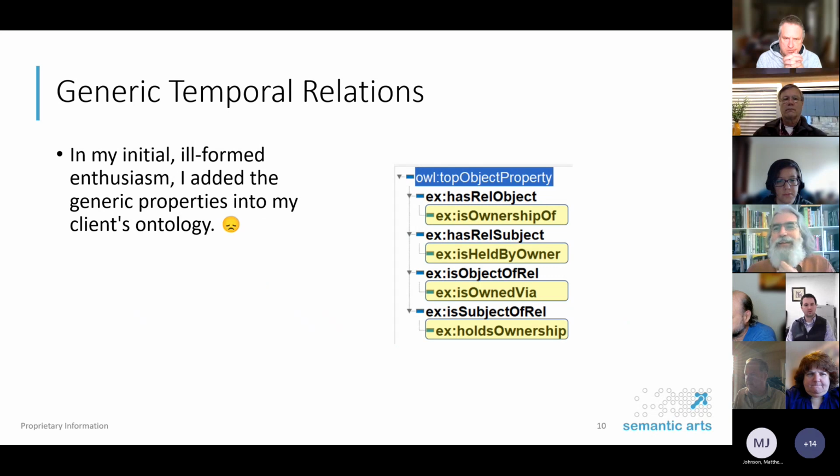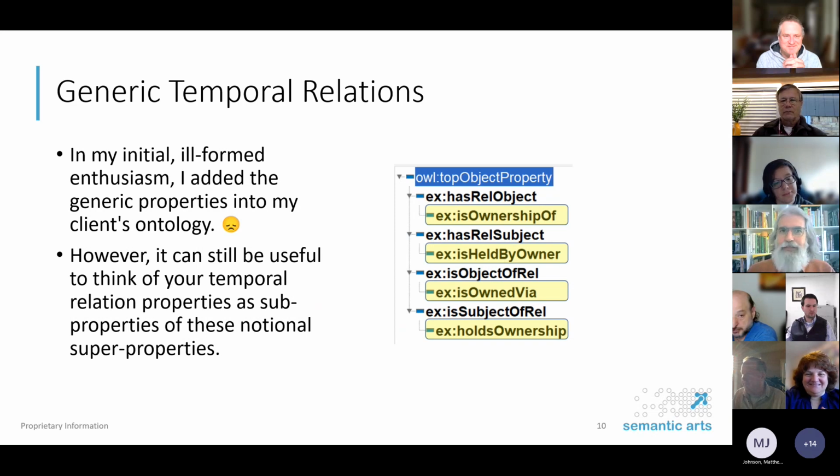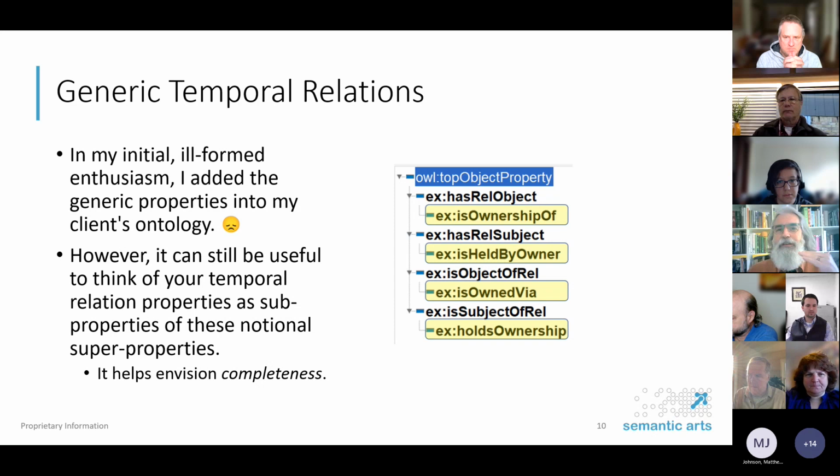So as I said, in my initial ill-formed enthusiasm, I actually added those generic properties into my client's ontology, and I hang my head in shame over doing that. Don't do that. But as I noted, it can still be useful to think of certain properties as being sub-properties of these notional, very generic properties, because doing that helps you to envision or ensure the idea of completeness.